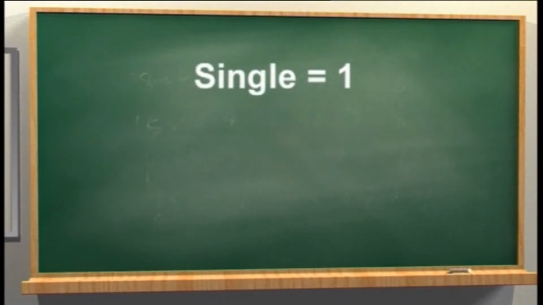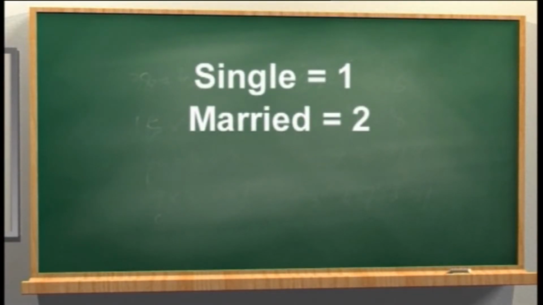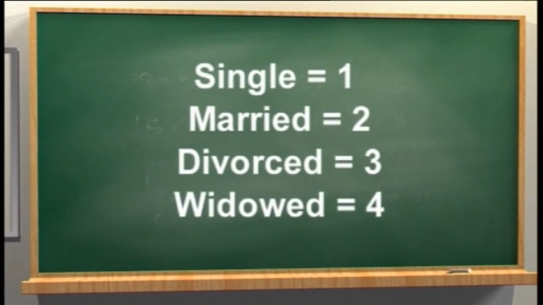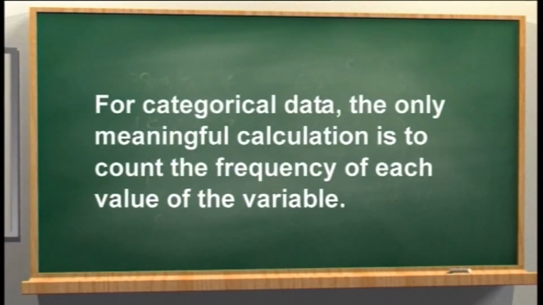For example, responses to questions about marital status can be coded as single equals 1, married equals 2, divorced equals 3, widowed equals 4. Because the numbers are arbitrary, arithmetic operations do not make any sense. It is absurd to say widowed divided by 2 is equal to married. For categorical data, the only meaningful calculation is to count the frequency of each value of the variable.